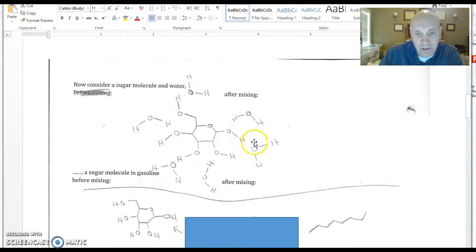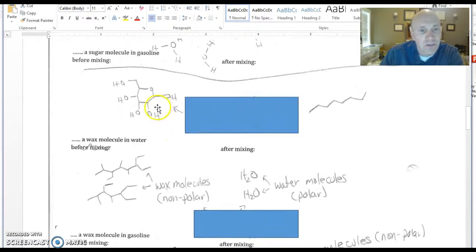Here's another water molecule. That would be a hydrogen bond. Here's another water molecule. Here's another water molecule. All these are hydrogen bonds. So a sugar molecule would have a very sticky relationship if you surrounded it by water molecules, and this is what allows sugar to be soluble in water. Let's contrast that to what would happen if you dropped sugar into gasoline.